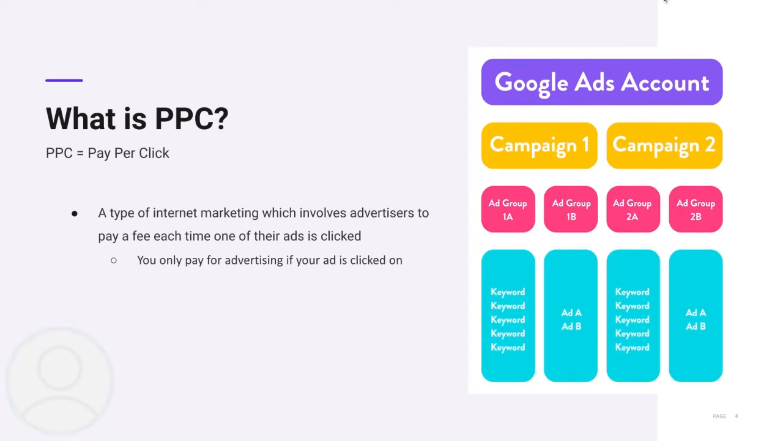So you can see on this right-hand side, this diagram, it's a high-level version of what a Google Ads account would look like from start to finish. So at the very top, you have your Google Ads account. Underneath, you can create several different campaigns. Under each campaign, you can have ad groups. And under each ad group, you can have selected keywords. And then for each of the keywords, you can have ads that are relative to those keywords that you have chosen. And again, this is a high-level version of what we'll go over in today's presentation.